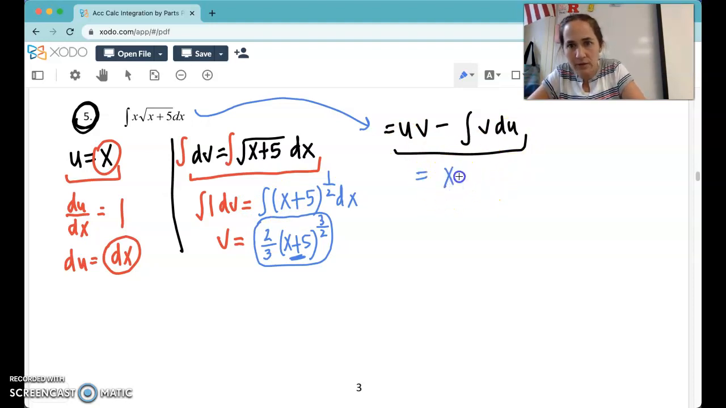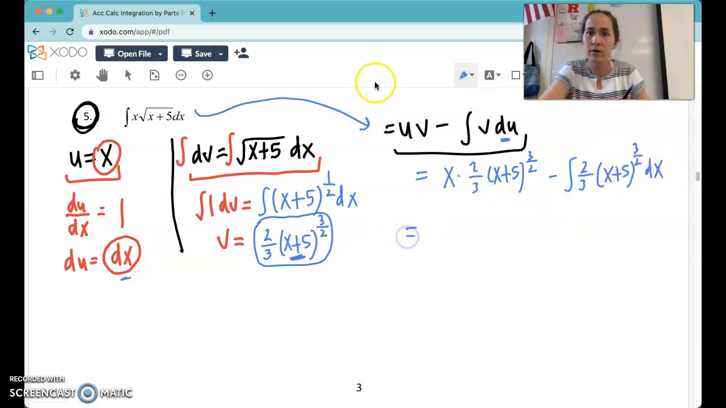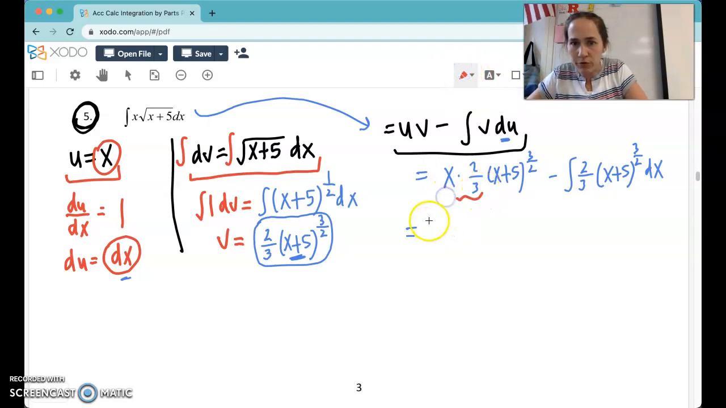uv, so x times v, 2/3 x plus 5 to the 3/2, minus the integral of that same v. So that's going to be 2/3 x plus 5 to the 3/2. And then instead of du, I can write dx. Okay, so one more integral to take care of. So we've got this thing where I'll just reorder the first two parts just to look nicer. I'll make it 2/3 x plus 5 to the 3/2.